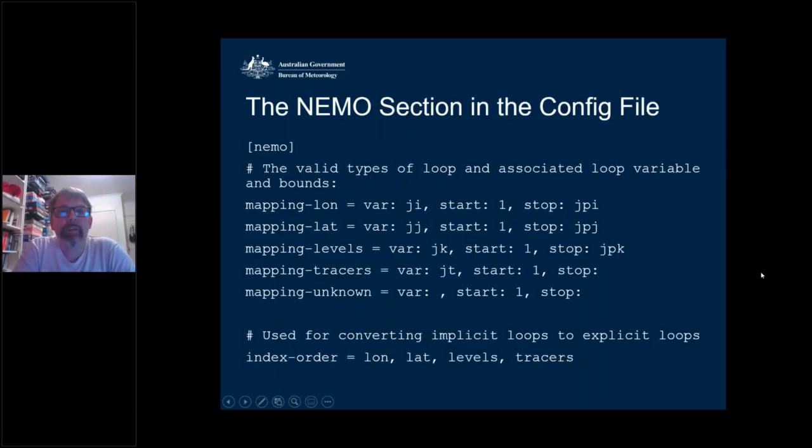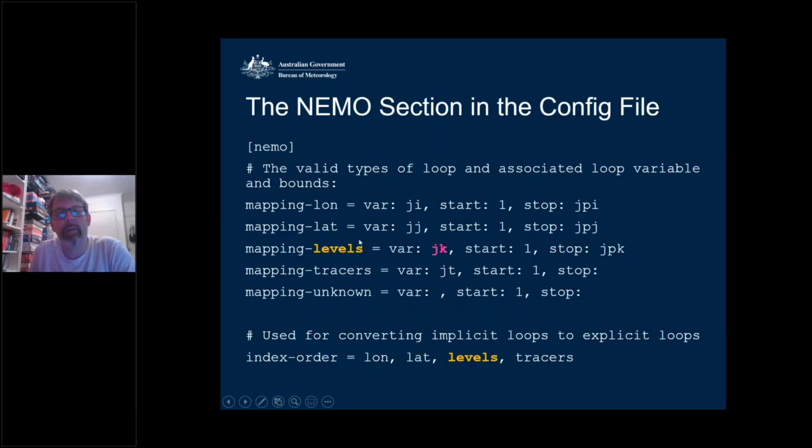Now, if you look at the NEMO section in this config file, it defines which loop variable indicates which loop type. For example, you can see here, there's levels. Levels is indicated by a loop variable called JK, and it has a start and a stop value. These are actually used in case you've got an implicit loop, like an array expression, and we need to convert it into an explicit loop. At the bottom, there's a second category, index order, which specifies in which order the loops should be created. You can see the yellow levels here matches with these levels. So there must be a one-to-one match.